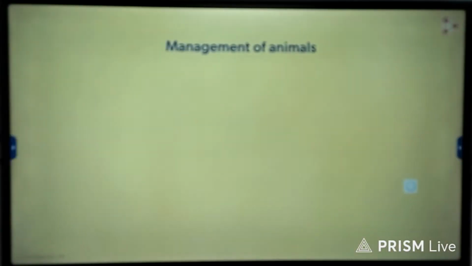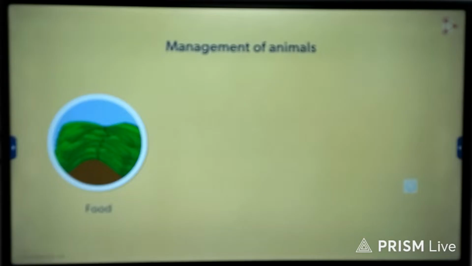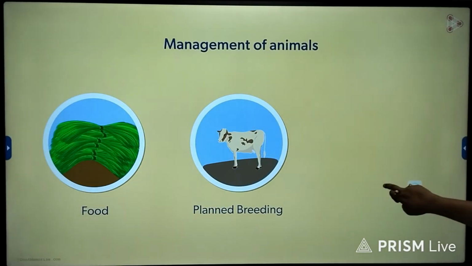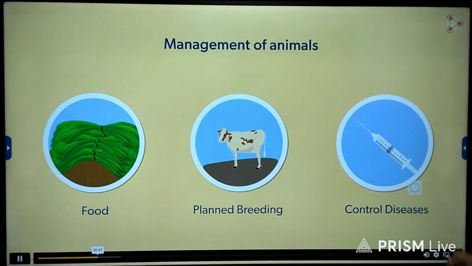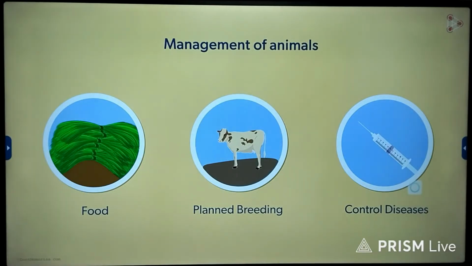What all does the management of animals then involve? It involves work in three distinct areas. Animals need to be fed, breeding of animals is planned, and diseases that attack animals must be controlled. That seems like a lot of work. Why do we need animal husbandry?